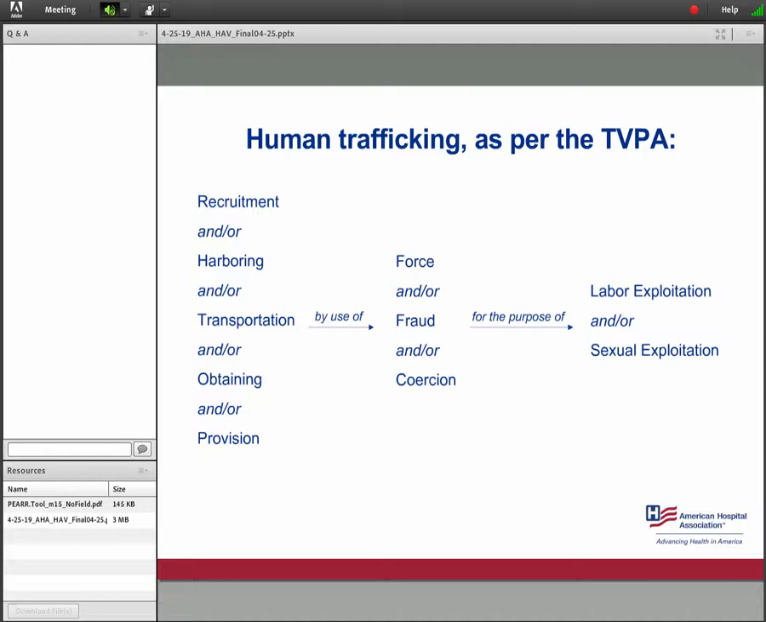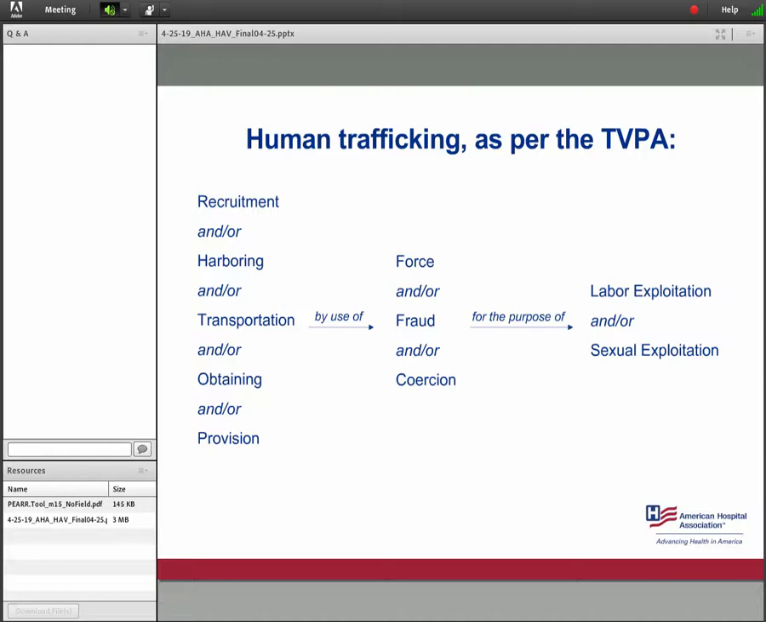So human trafficking is the recruitment, harboring, transportation, obtaining, and/or provision of a person by the use of force, fraud, and/or coercion for the purpose of labor and/or sexual exploitation. The important thing for everyone to pay attention to is there are 3 columns, so 1 plus 1 plus 1 equals trafficking.